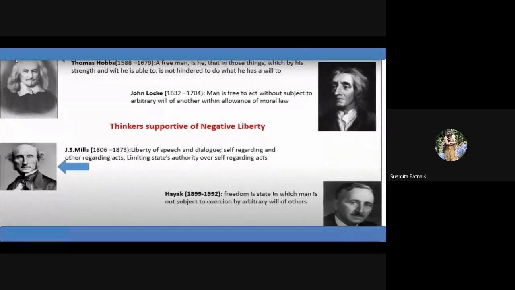He says that man is born free, but the state should have limited functions. The state should not interfere in the function of the individual. So he supported the natural rights; the state should protect the natural rights of the individual.